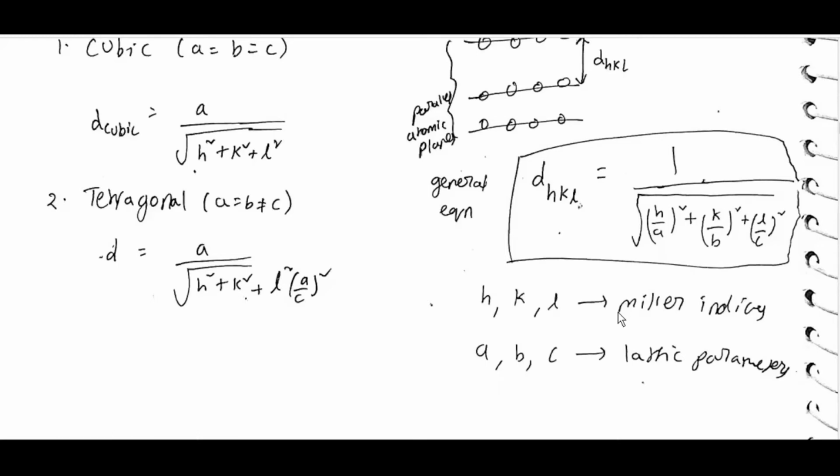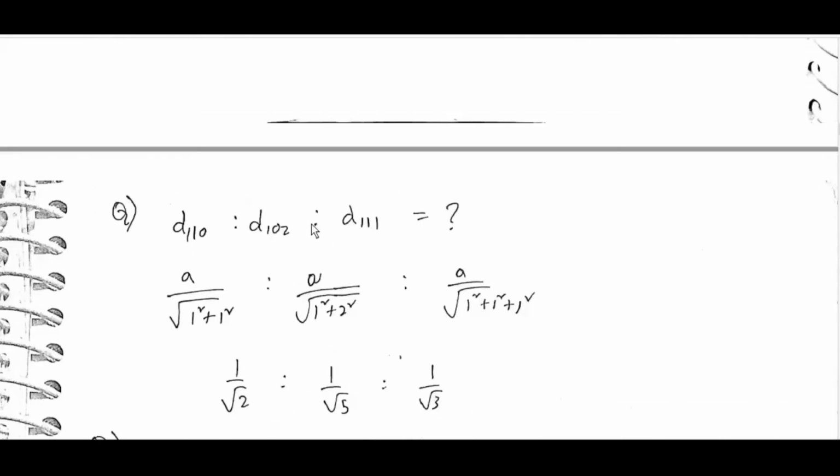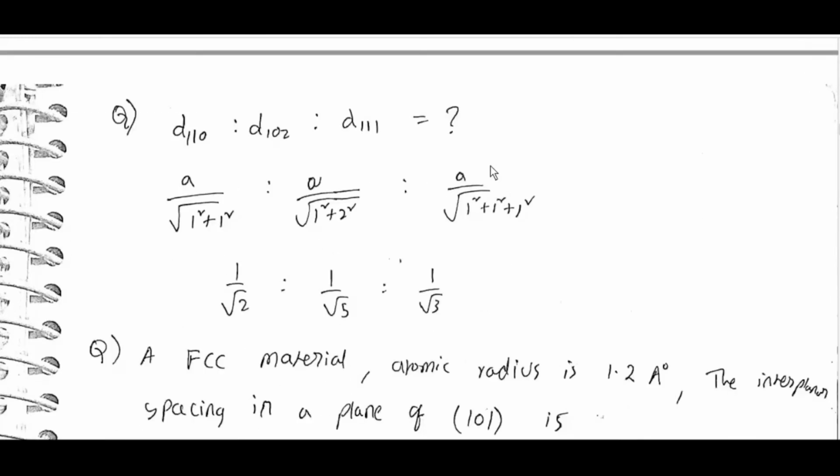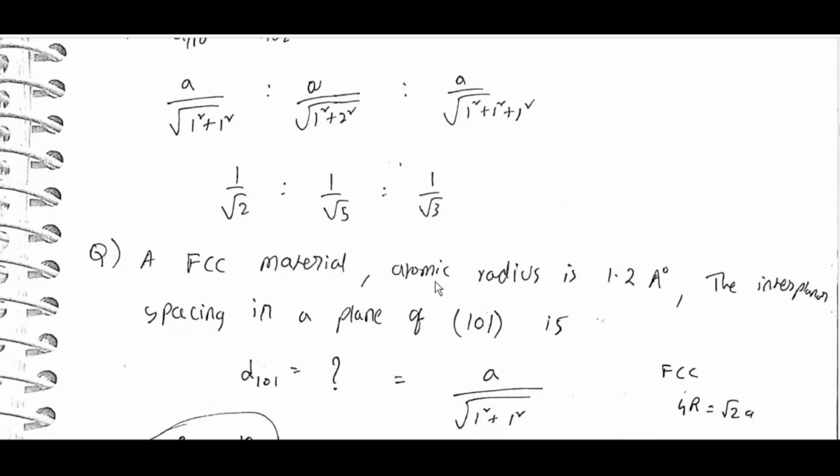hkl are Miller indices, a, b, c are lattice parameters. d110 is to d102 is to d111: a by root of 1 square plus 1 square is to a by root of 1 square plus 2 square is to a by root of 1 square plus 1 square plus 1 square. That is 1 by root 2 is to 1 by root 5 is to 1 by root 3.